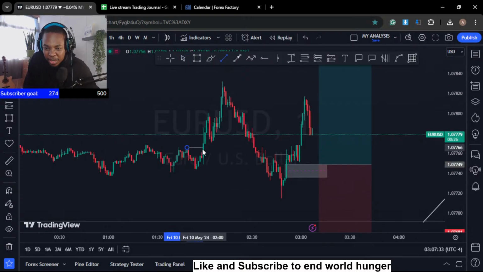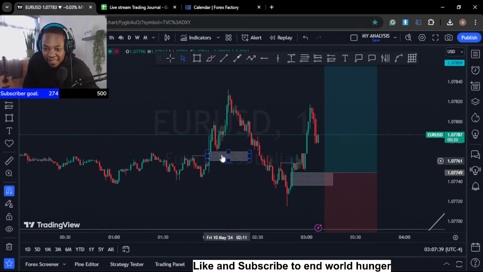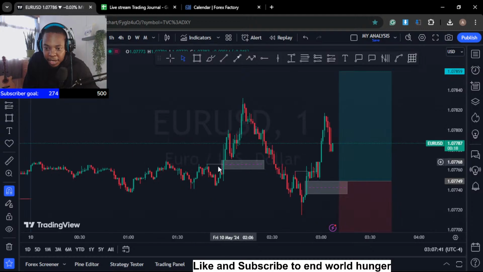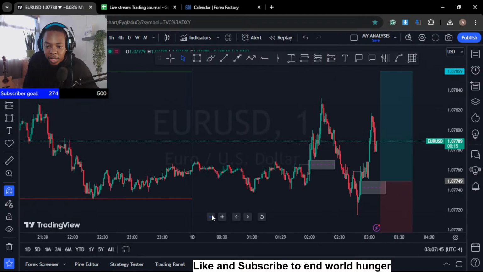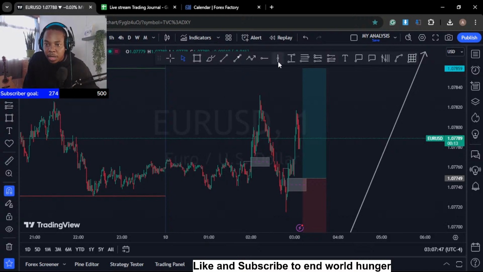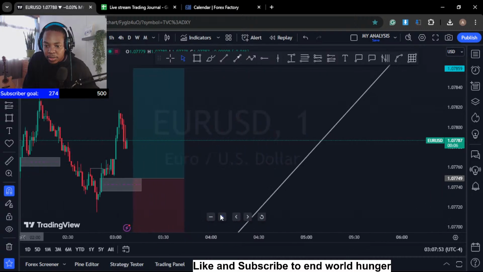This is a market structure shift. I want that market structure shift to pierce through the fair value gap. This is the best trade to do. This is what I would take. I don't even know how we actually missed this. What time was it? This was right in the kill zone.